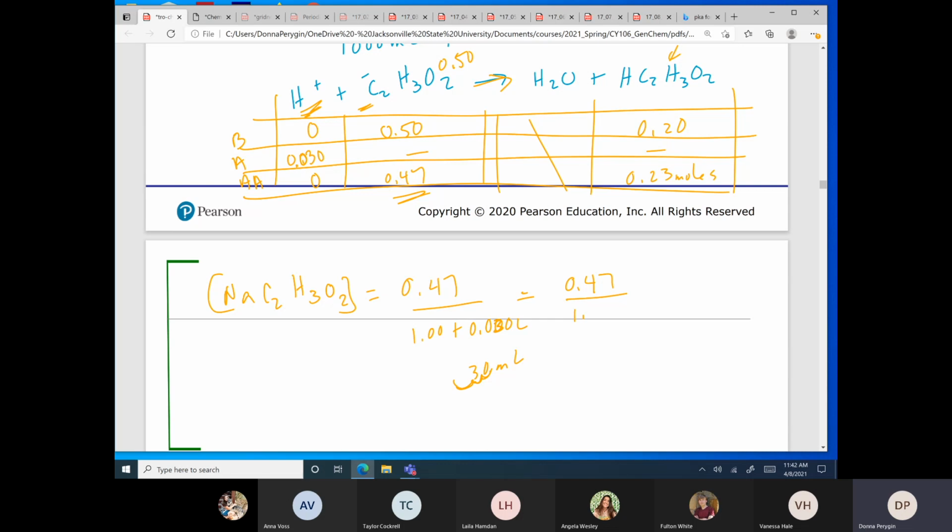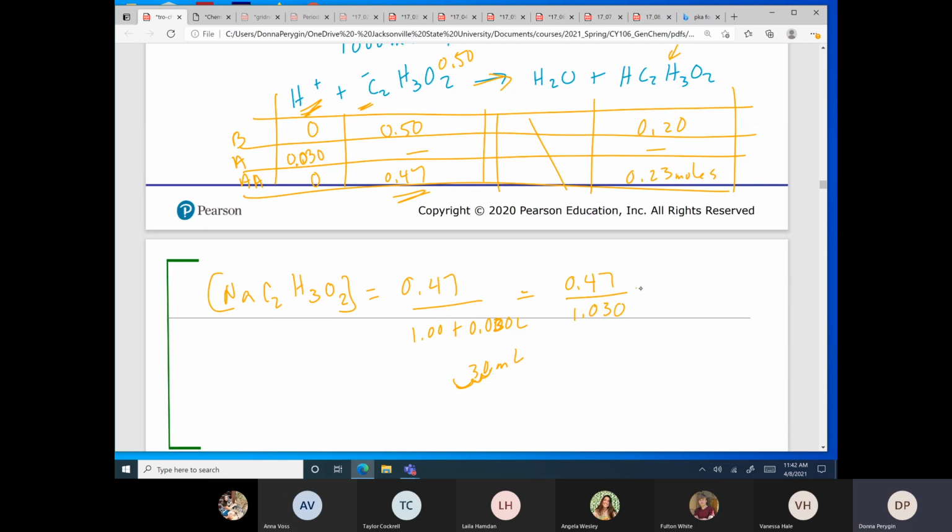That's 0.03. So 1.030 liters equals 0.47 divided by 1.03, because this has to be in concentration, is equal to 0.4563 molar. Okay, that's concentration.